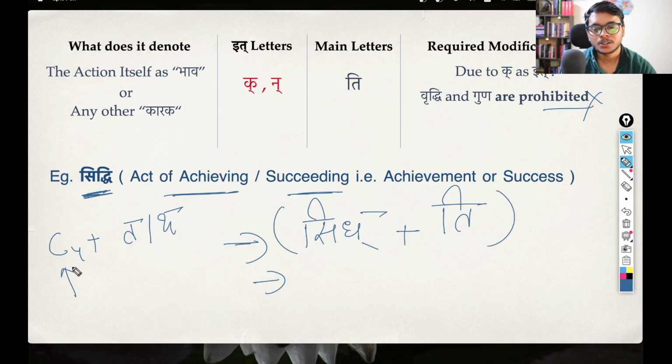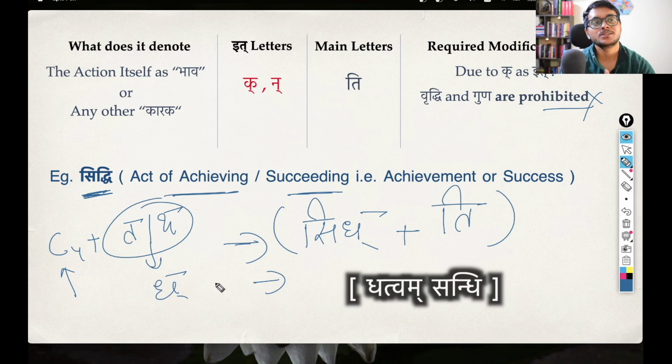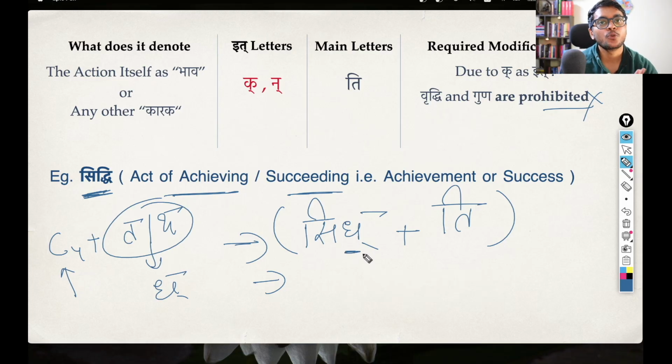That is, if after the fourth vargiya consonant you have a ta or a tha, then this ta or tha changes into dha specifically. This is called dhatvam sandhi. Okay, so here you have dha. This belongs to the C4, right? This is the fourth consonant. Ta, tha, da, dha. So after a C4 you have a ta. So this ta will change into dha.